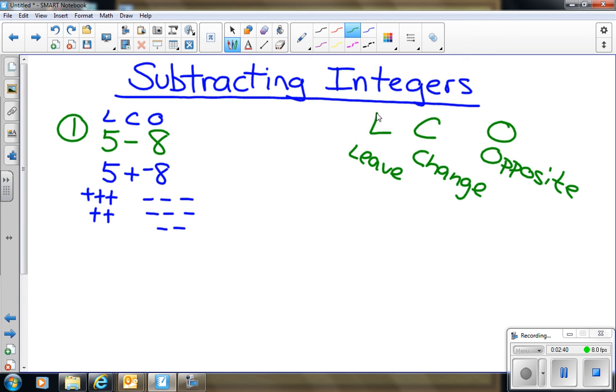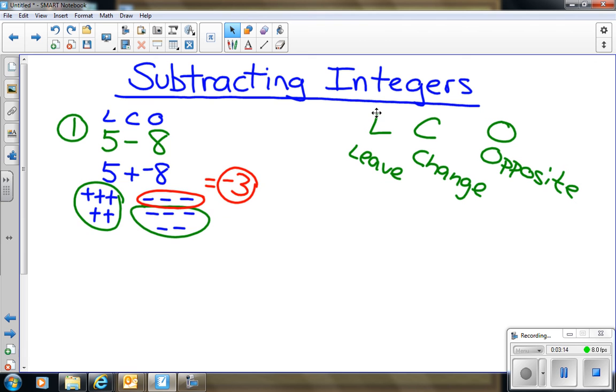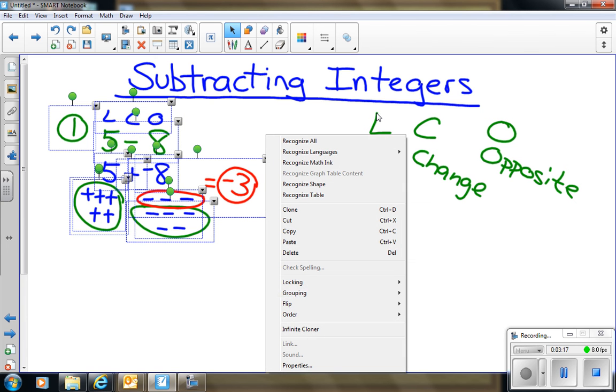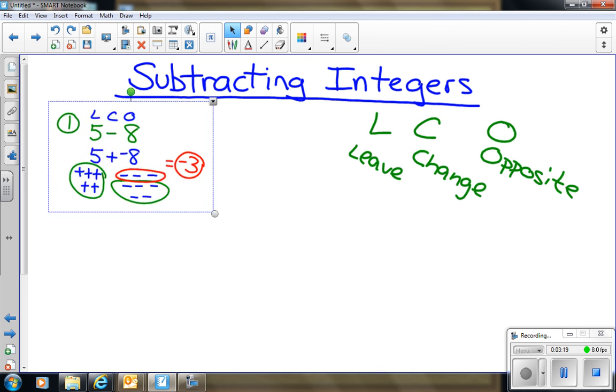And then all we're going to do is figure out what we have left. Our positive signs, we're going to circle the 5 positive signs, and we're going to circle 5 of the negative signs. A positive sign and a negative sign cancel each other out. So 5 positive signs and 5 negative signs cancel each other out, which leaves us with a total of 3 negative signs. So our answer to this problem equals negative 3. So 5 minus 8, which is 5 plus negative 8, is a grand total of negative 3. That is using the LCO method.